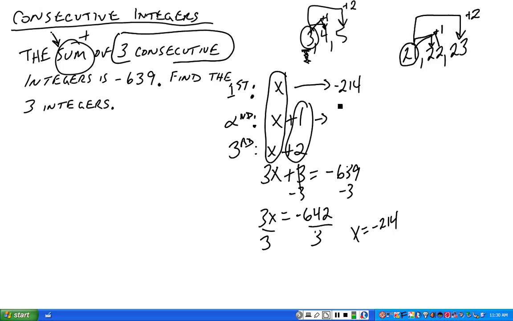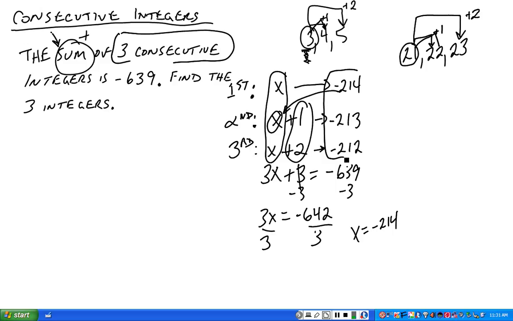So our second number is going to be x plus 1. So if x is negative 214, then negative 214 plus 1 is negative 213. Remember, it's a negative number, so if you're adding 1 to a negative number, it's negative 213, not 215. And then the third number would be negative 212.